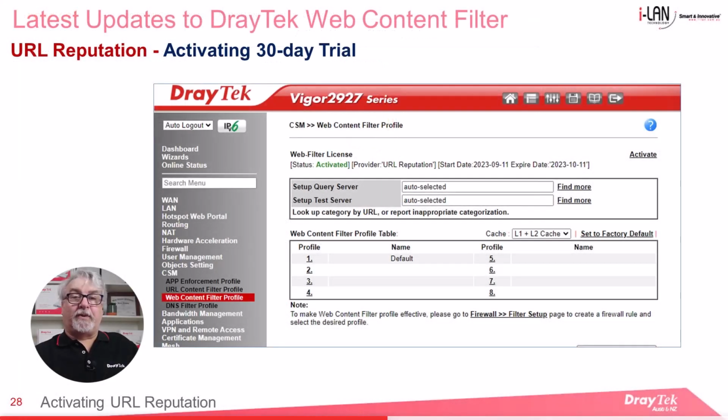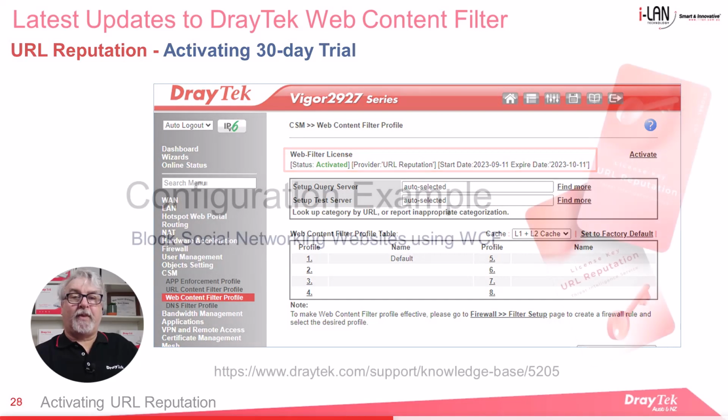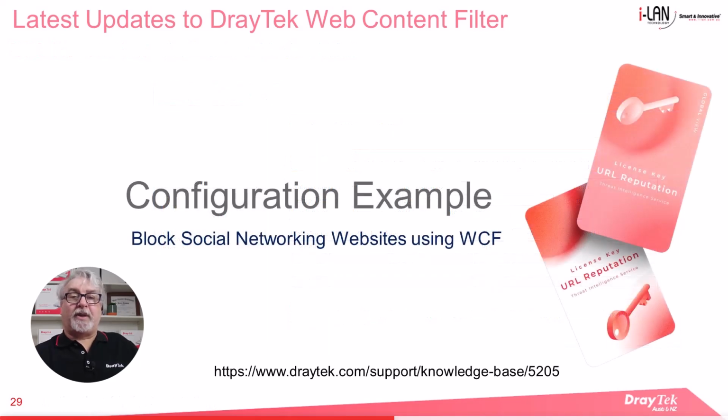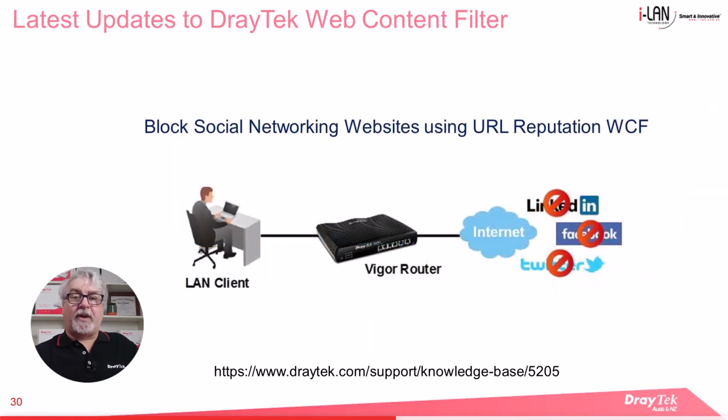When the Web Content Filter license is activated, you should see the activated status in the Web Content Filter profile page in the router as shown here. Let's now look at a configuration example. We'll go through the configuration process to block social networking websites by using the URL Reputation Web Content Filter. This will involve setting up the DNS filter and the firewall filter to complete the setup. This is based on application note 5205 at the link shown here, which I'll include in the description below.